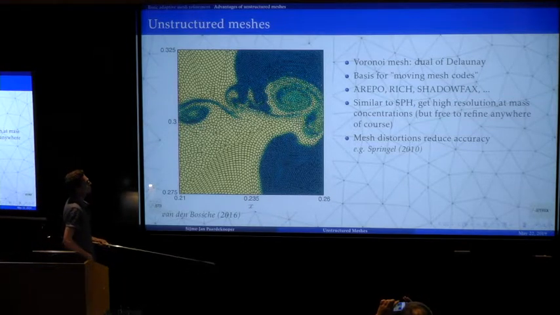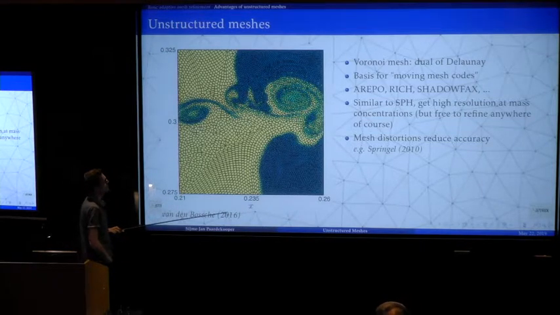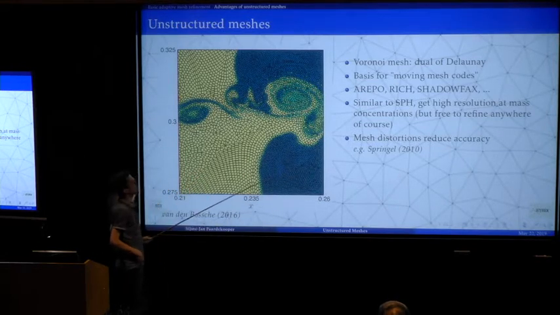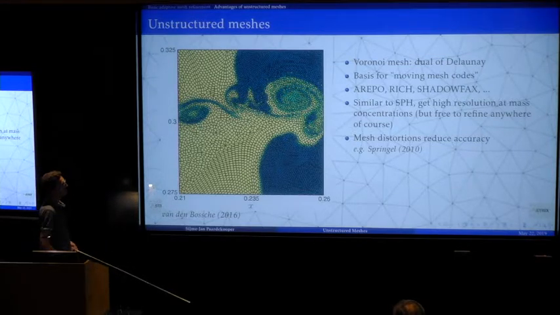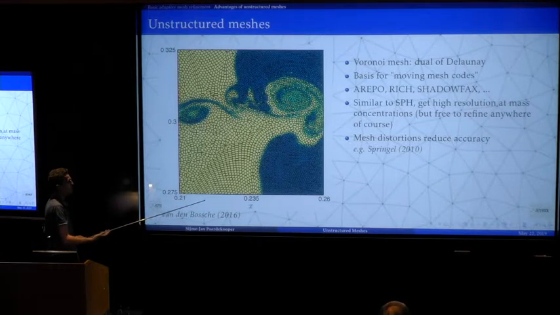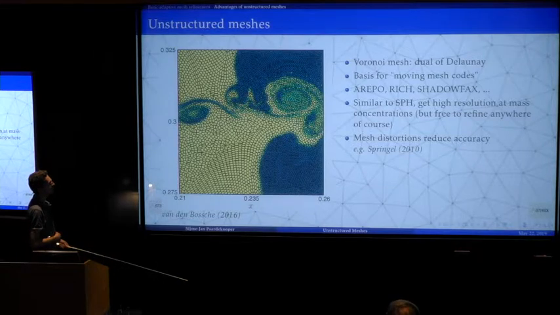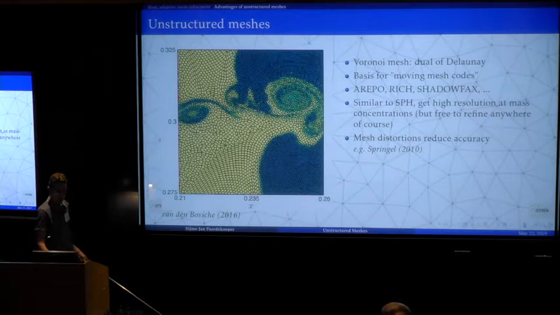So I'm not a big fan of the Lagrangian nature of these methods, because you distort the mesh by moving the mesh points around. That kind of reduces the quality of your triangulation or your tessellation. So you have to counter for that in some way. But I don't think this is too useful for the problems we're interested in, disks.